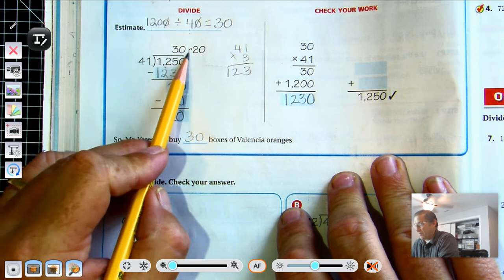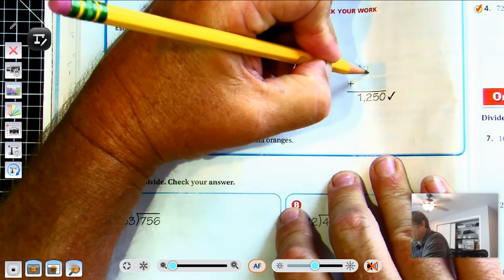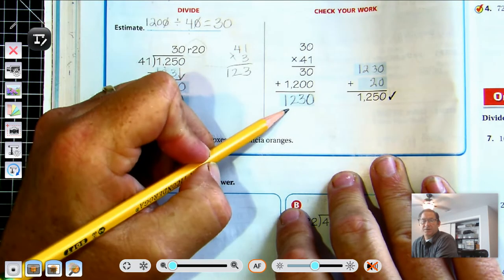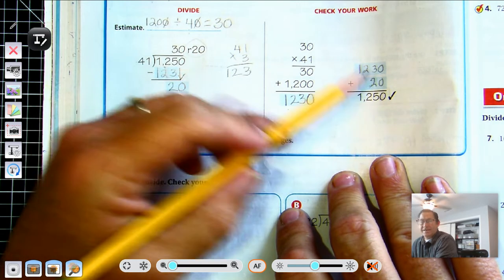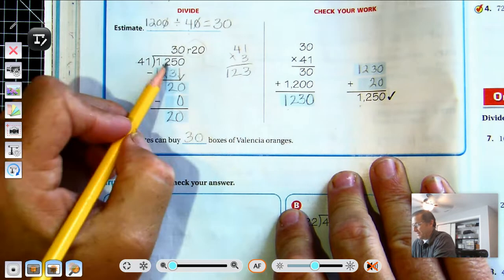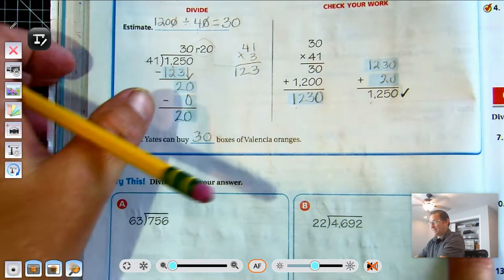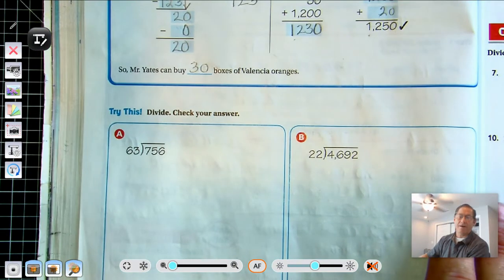But remember, there's a remainder of 20. So we take the answer we got from initially multiplying the quotient and the divisor and add any remainder. When we add, we do see that we get 1,250. And so our answer checks. All right. So that's what we're going to be doing today. So now we're going to divide, and then we'll check our answer.